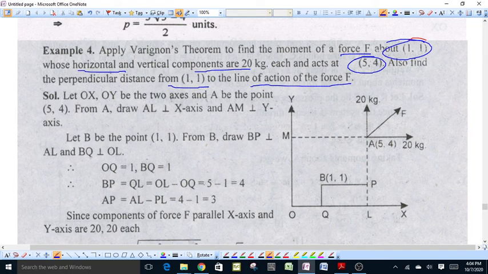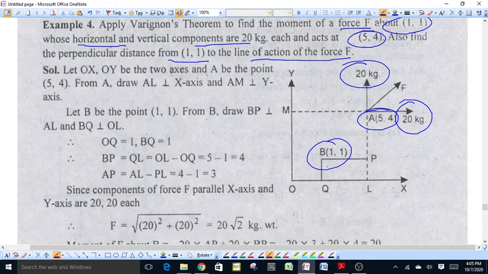Suppose OX and OY are the coordinate axes and A is the point (5, 4) at which force F acts, whose horizontal component is equal to 20 kg along the x axis and the vertical component is also equal to 20 kg along the y axis, and B, suppose, is the point (1, 1) about which we have to find the moment of force F.